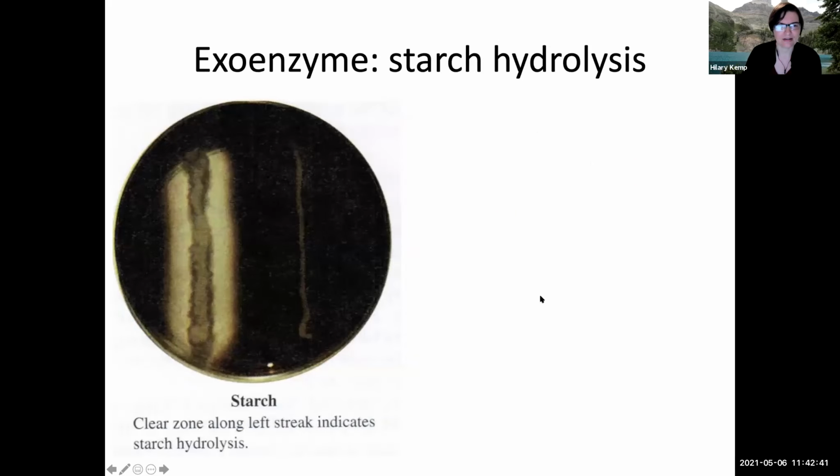Here is another exoenzyme test. This is the starch plate. The plate is made with starch in it. Then you grow your bug on it, and you can't see when it's first grown if it digested the starch. So what you do is you add iodine. Iodine is a chemical that binds to starch and turns it dark. Which of these, the left or the right, represents the organism that can digest the starch?